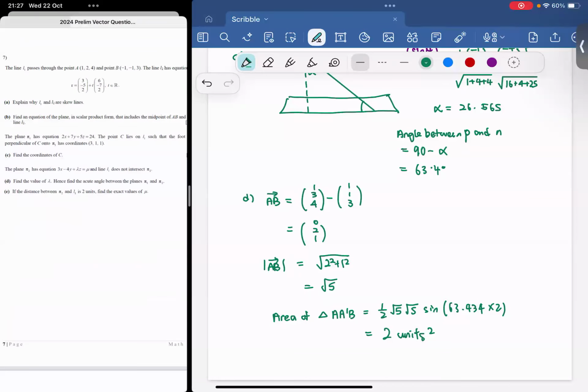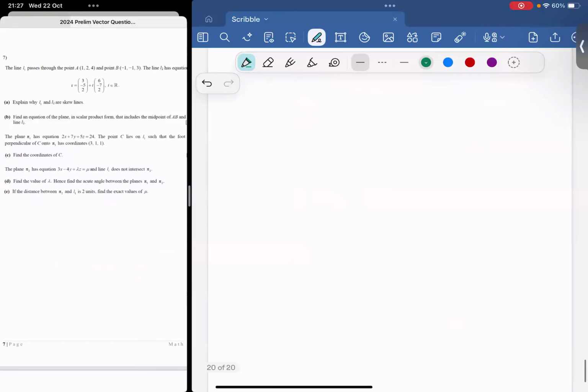Question 7. So you can see, actually the proving questions are actually shorter, not so tedious, but the application questions are pretty tedious. Okay, 7.